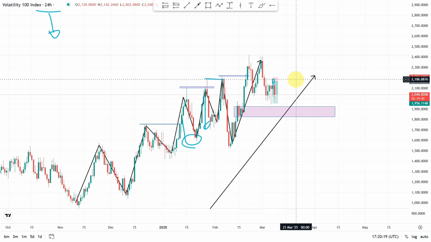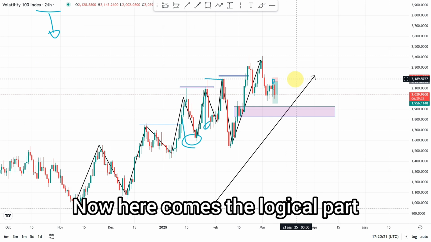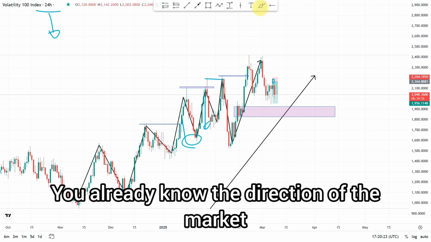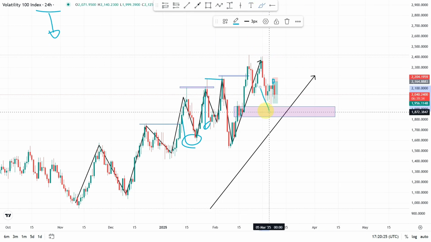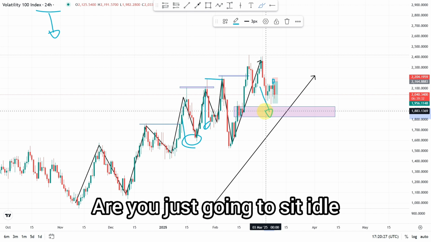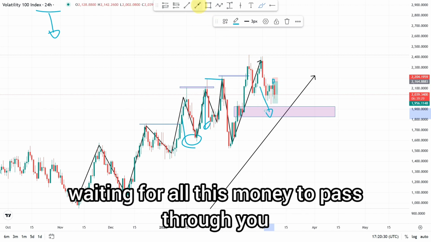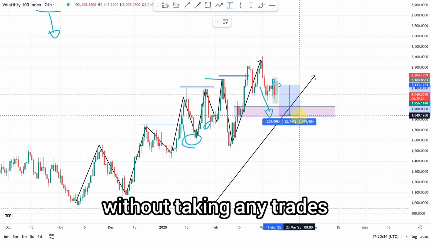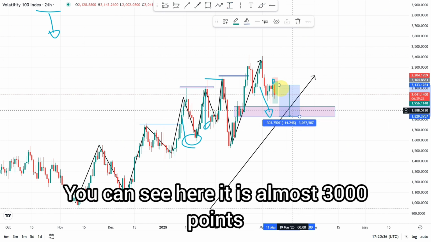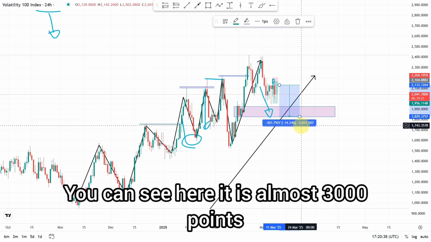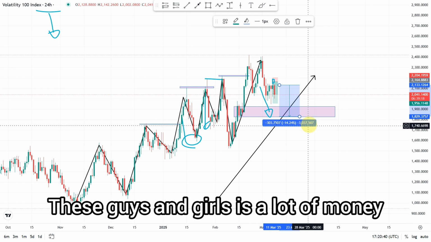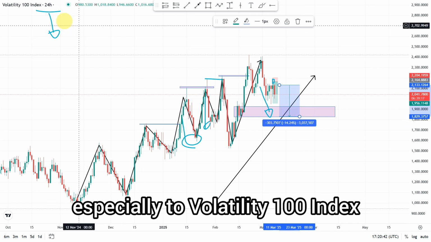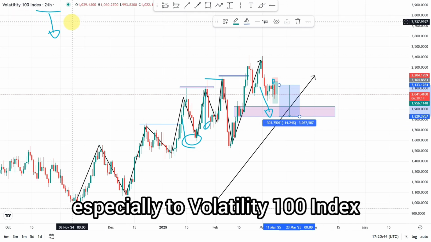Now, here comes the logical part. You already know the direction of the market. Are you just going to sit idle, waiting for all this money to pass by without taking any trades? You can see here it is almost 3,000 points. This, guys and girls, is a lot of money, especially on the volatility 100 index.